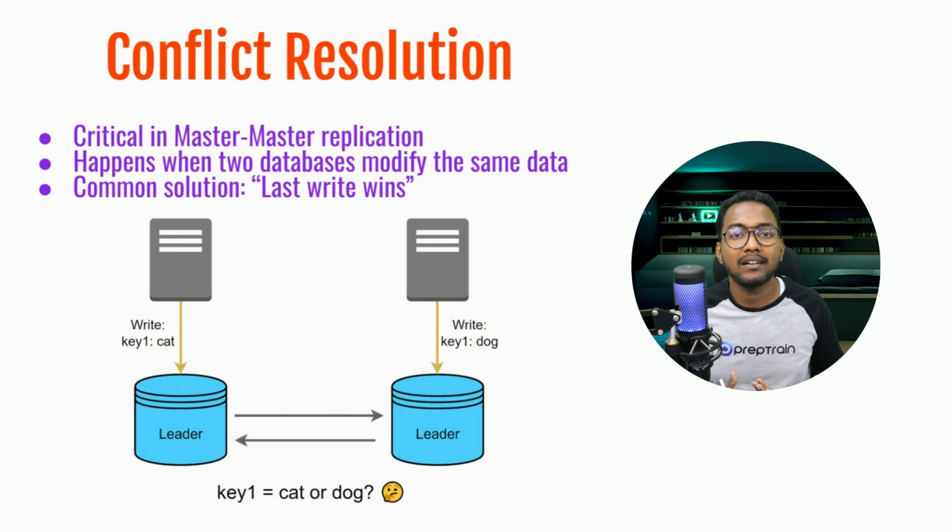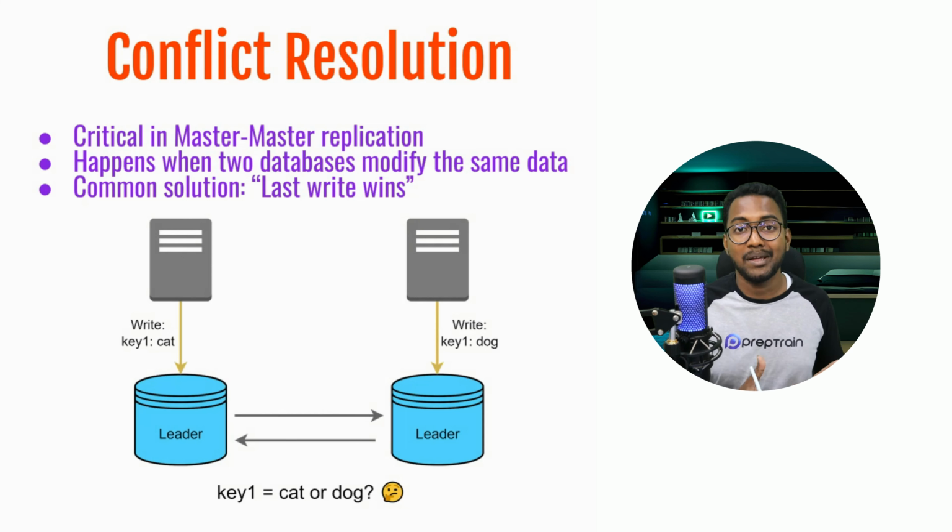Let's look at a real-world example. Imagine that you have two users in different parts of the world, both trying to update the same profile picture at the same time. One is in, let's say, New York, another one is in Tokyo. Both of these users are making changes to the same record, but since there are two databases, one in North America, one in Asia, both databases are processing these updates independently. Now, which profile picture gets saved? This is a classic case of data conflict.